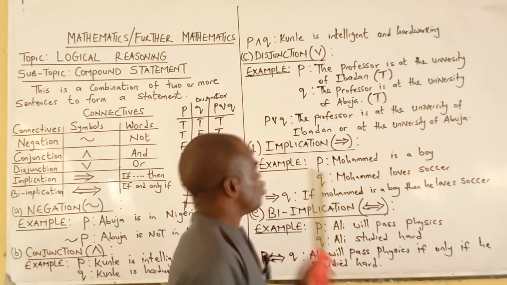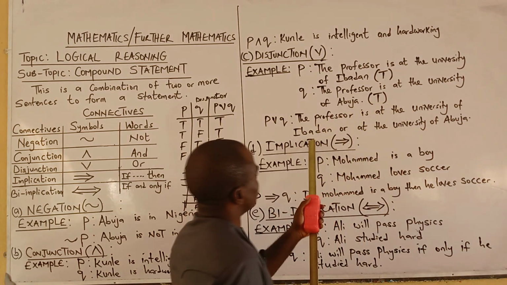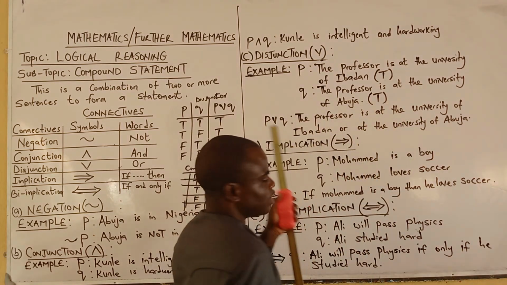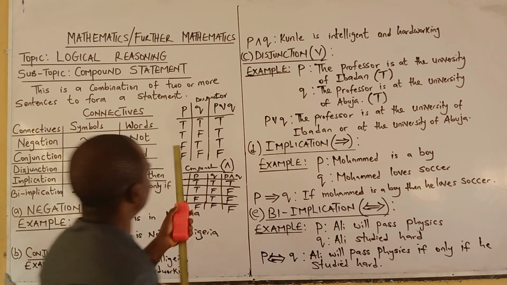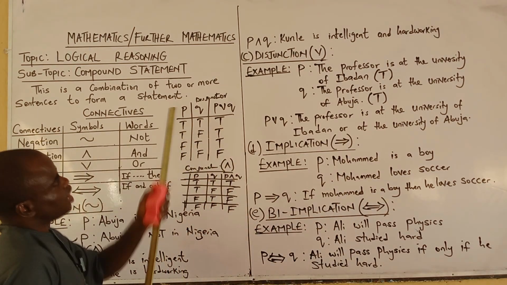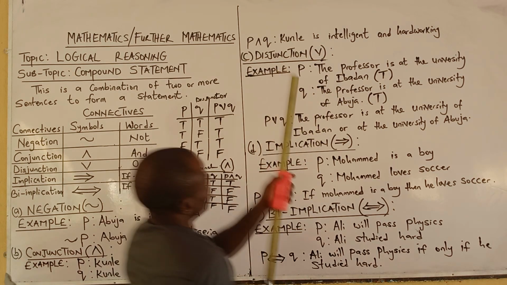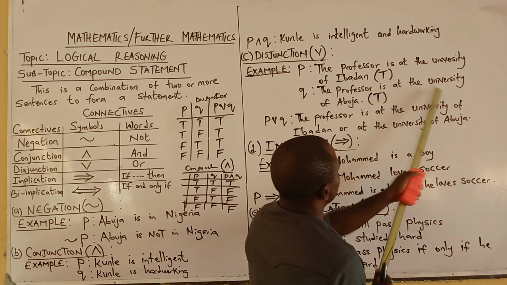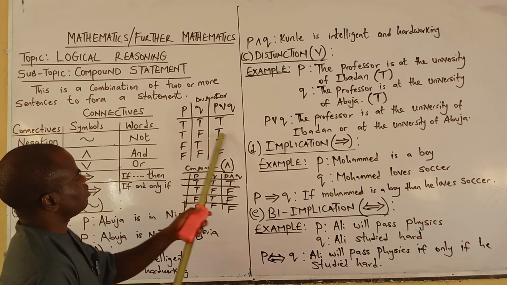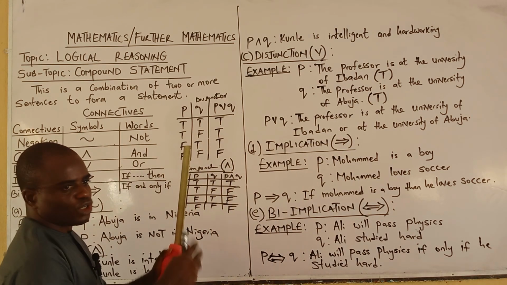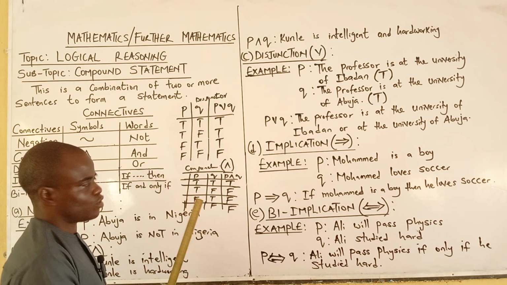The professor is at the University of Abuja. Positive sentence, true. We want to form a statement now. The professor is at the University of Ibadan or at the University of Abuja. The statement is true. You can see the junction. And if you say the professor is at the University of Ibadan, the second sentence, the professor is not at the University of Abuja, you still pick true. You can see it. You pick true. Disjunction gives us the option to pick true when you're having both true and false.